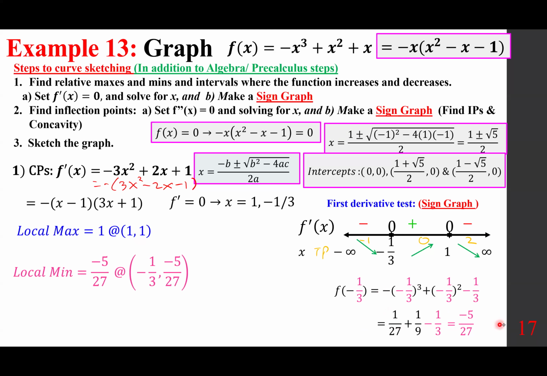So the function is increasing from -1/3 to 1 and decreasing otherwise, meaning from negative infinity to -1/3, union 1 to infinity. So increasing, where you see the plus sign, from -1/3 to 1, decreasing here or here, and we write it with the union of intervals.